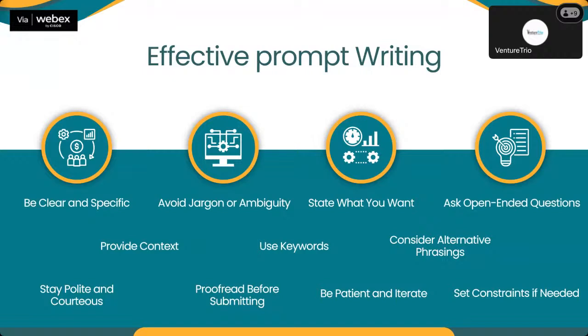Second one is avoid jargons or ambiguity. It means if using technical terms, ensure they are understood by your intended audience. Avoid vague language that might lead to misunderstanding responses. State what you want. Be direct about the information or action you are seeking.